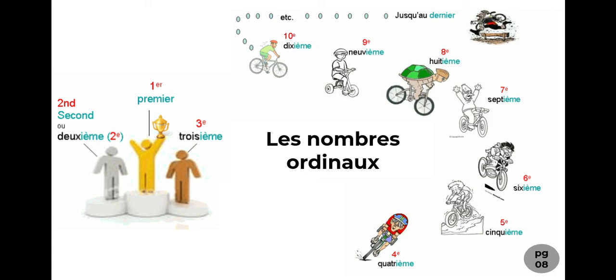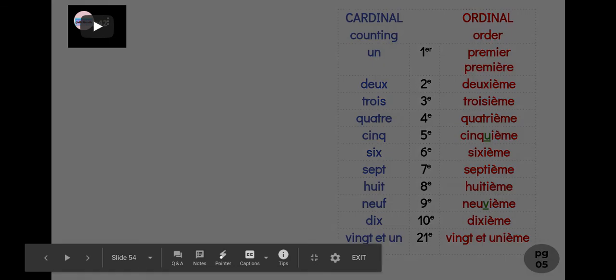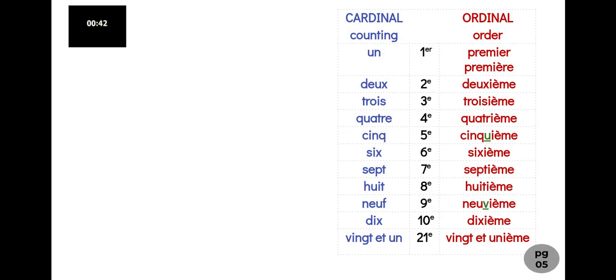So les nombres ordinaux. So we have premier, deuxième, ou seconde is what it's called sometimes in French. Troisième, quatrième, cinquième, sixième. Oh, je m'excuse. Sorry, I just touched my touch screen. Septième, huitième, neuvième, dixième, etc. jusqu'au dernier. Alors, tournez à la page 5, s'il vous plaît. Tournez à la page 5. Tournez à la page 5, s'il vous plaît.